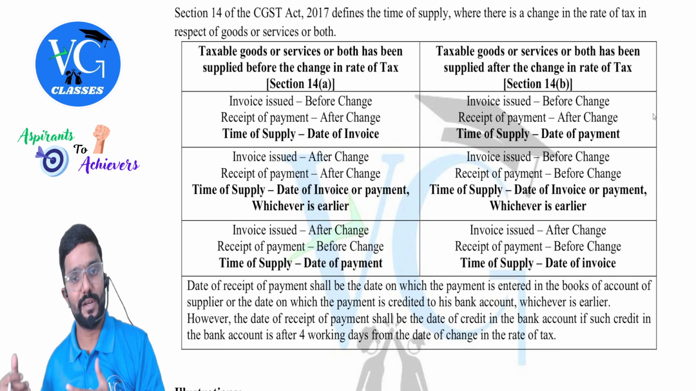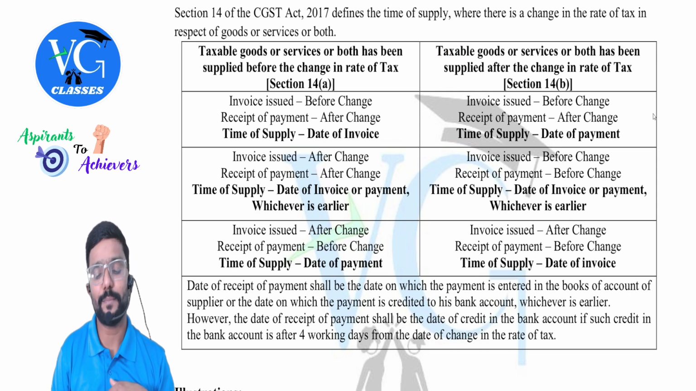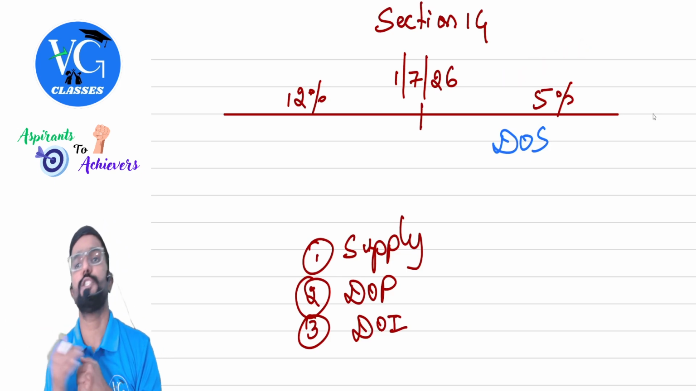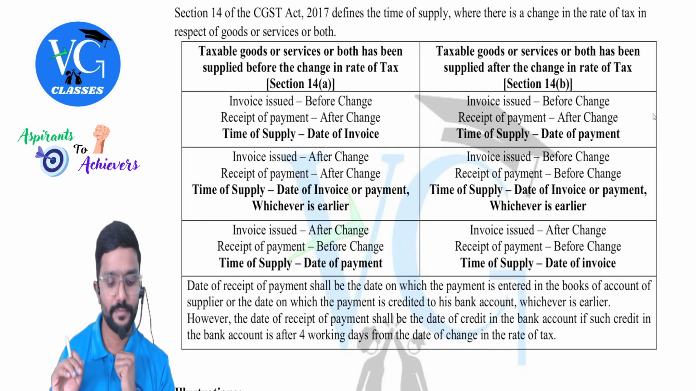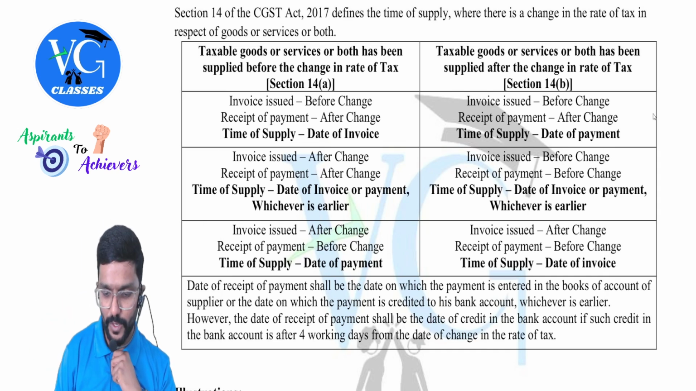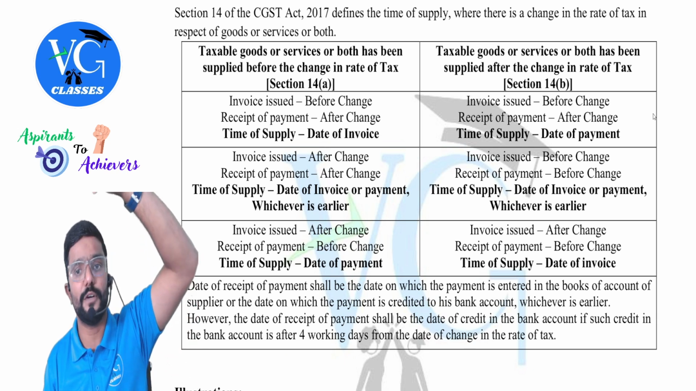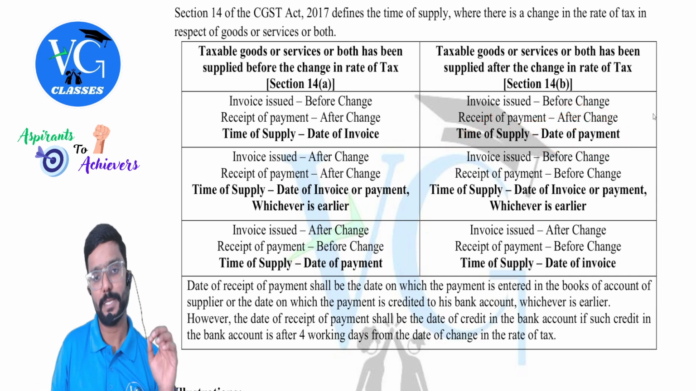Yes. Next, coming to the second scenario. Taxable goods or services or both has been supplied after the change in rate of tax. After the change means, sir, when did supply take place? On or after 1st July. In that case, first check which is on the supply side. Which is on the supply side means which is after. Invoice is before. No. Payment is after. So which is on the supply side? Payment. So time of supply is date of payment.